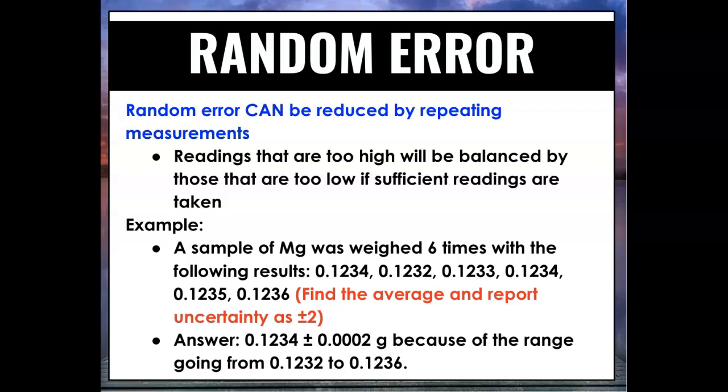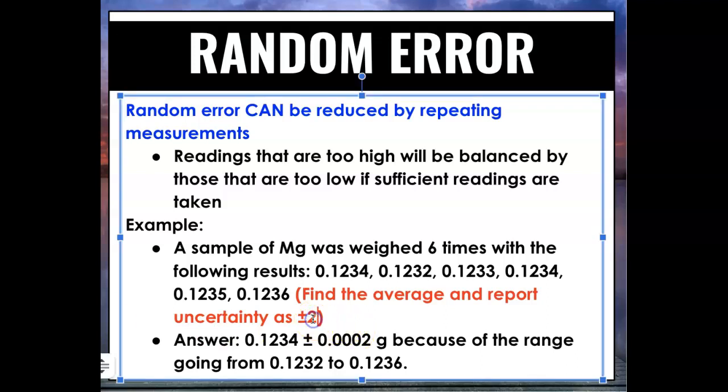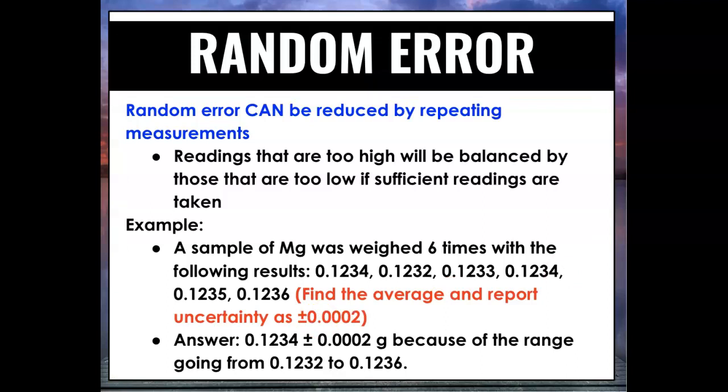The reason that you want to take as many trials as possible is because you want to eliminate that amount of error that you have. Whenever you're doing labs, or you're going to be conducting your IA, I say the minimum number of trials that you need is 4 in order for you to get rid of that random error. So you find the average and you need to report the uncertainty as plus or minus 0.0002. Okay, so you need to record your uncertainty as that.